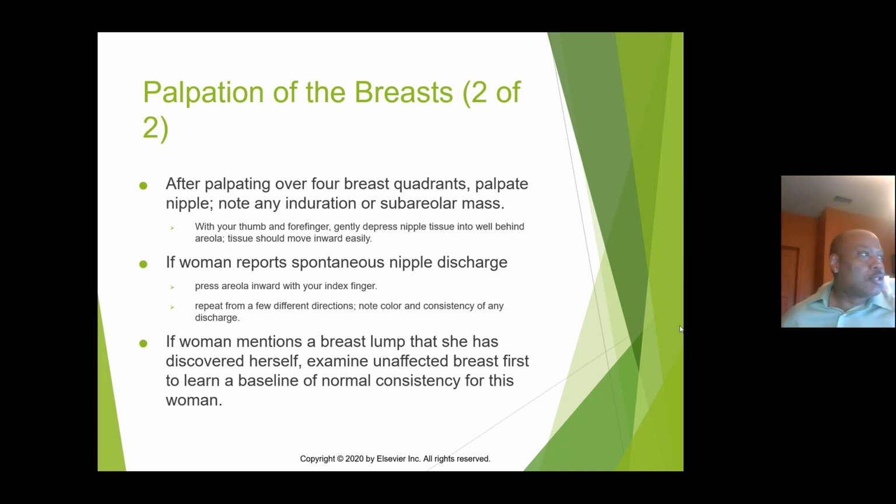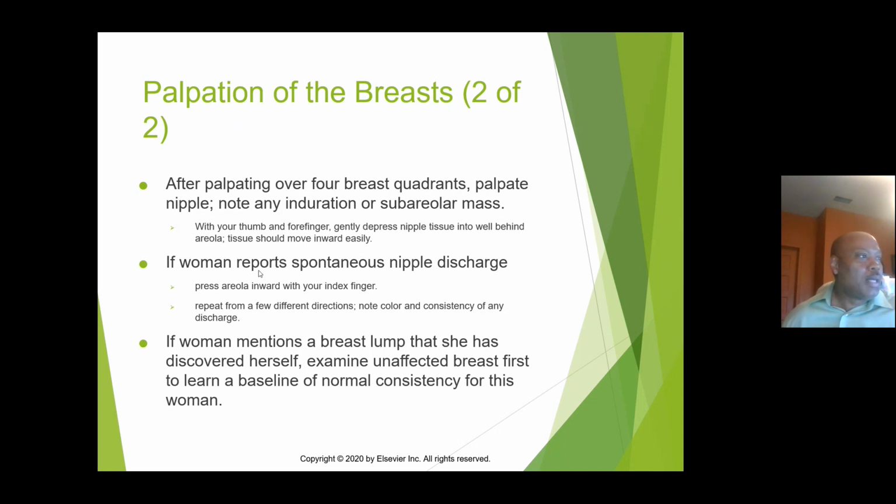Let's see. And so continuing with palpation of the breast, take a look at the rest of this information here. As we're palpating the breast, and in particular, all four quadrants, we want to determine if there's any induration or subareolar mass present. All right.